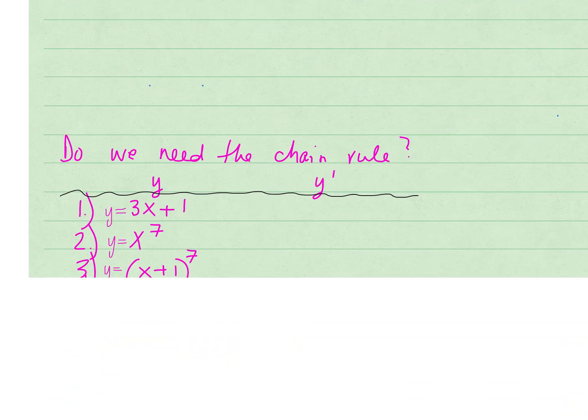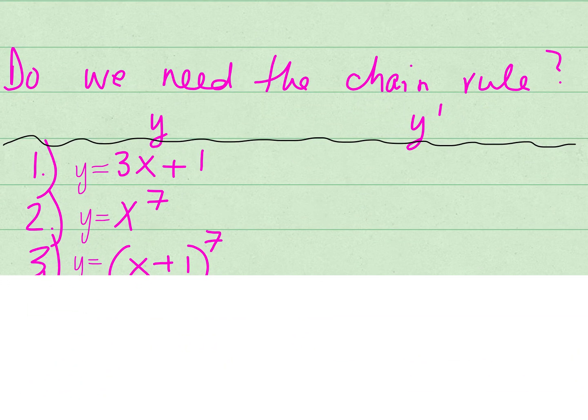So the bottom says, do we need the chain rule? So for questions like 1 and 2, we don't need the chain rule. We do the derivative just like we have been doing. For a question like 3, where we have those parentheses with an exponent, we have to use the chain rule. So for 1, our derivative would be what? Perfect, 3. What about for 2? 7x to the power 6?